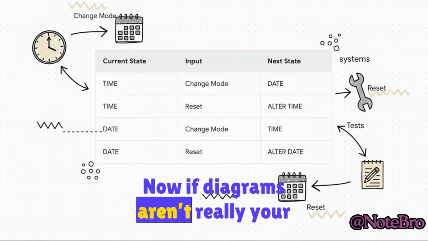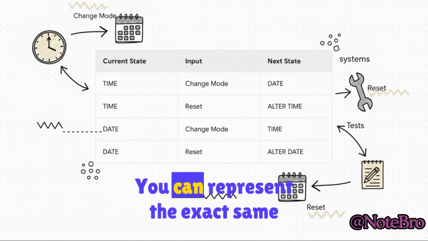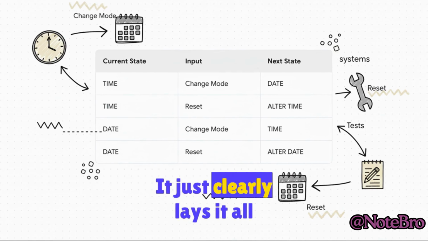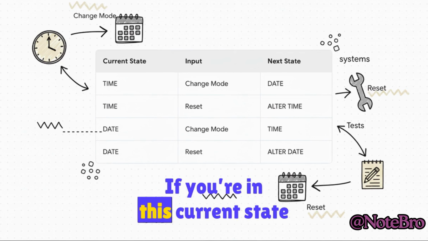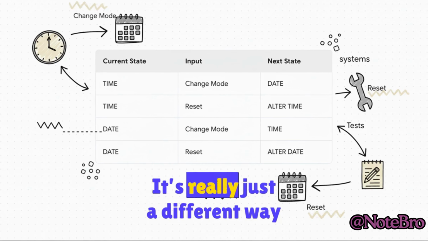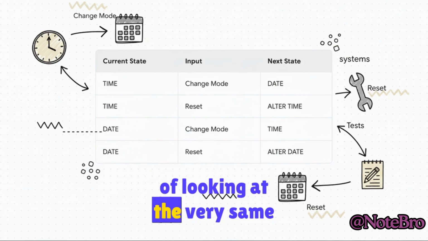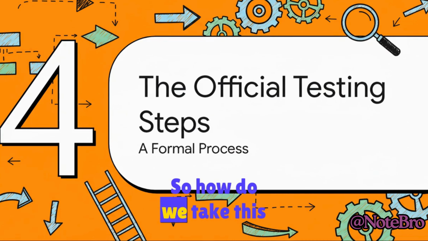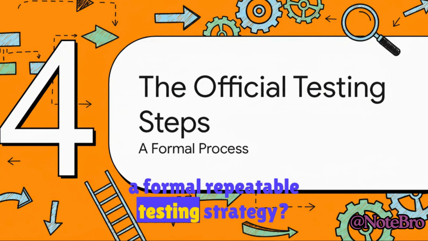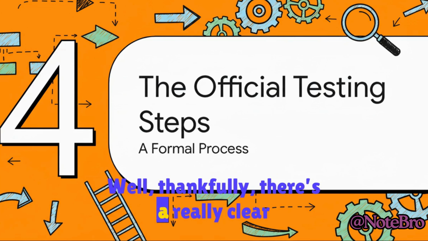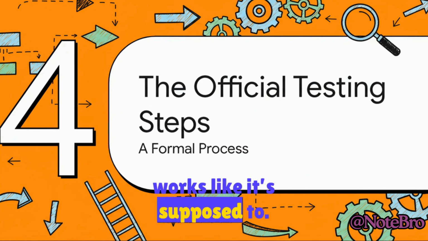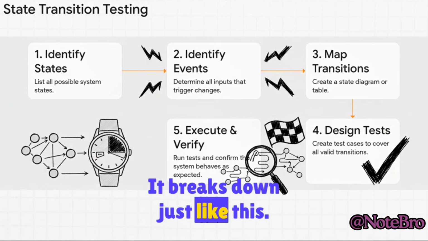Now, if diagrams aren't really your thing, no worries. You can represent the exact same logic in what's called a state transition table. It just clearly lays it all out. If you're in this current state and this input happens, the system is going to move to this next state. It's really just a different way of looking at the very same map. So, how do we take this whole concept and turn it into a formal, repeatable testing strategy? Well, thankfully, there's a really clear step-by-step process that testers follow to make sure it all works like it's supposed to.